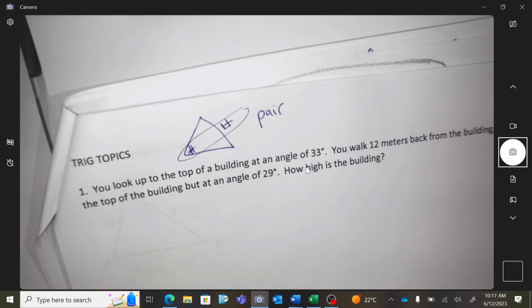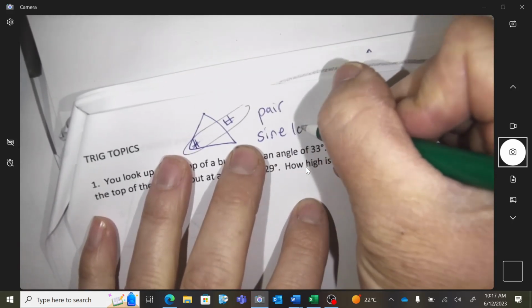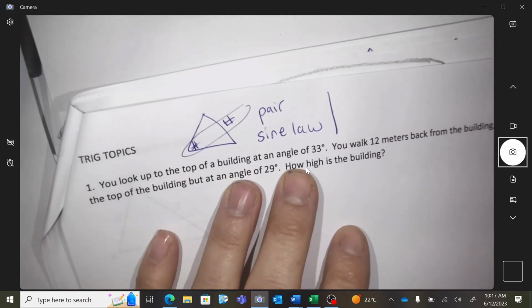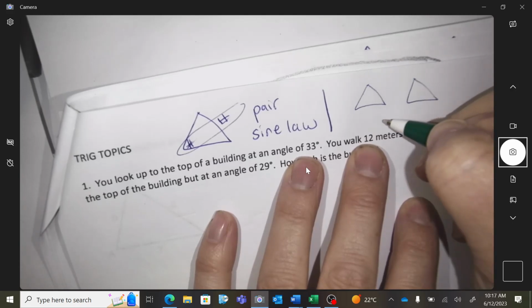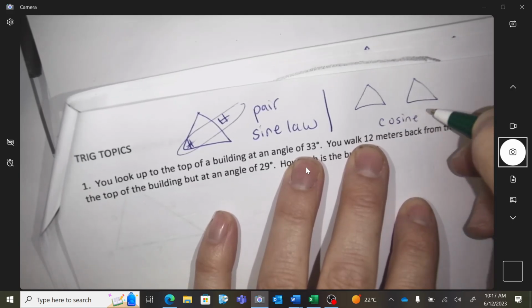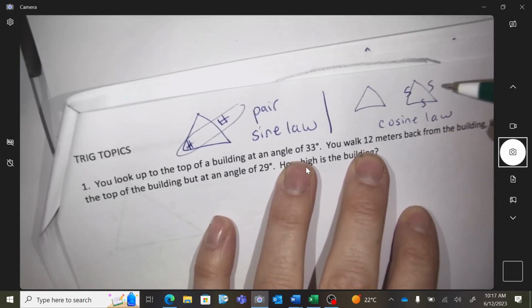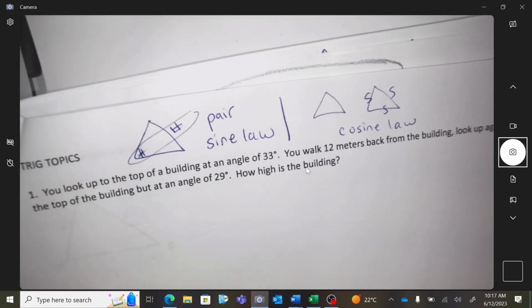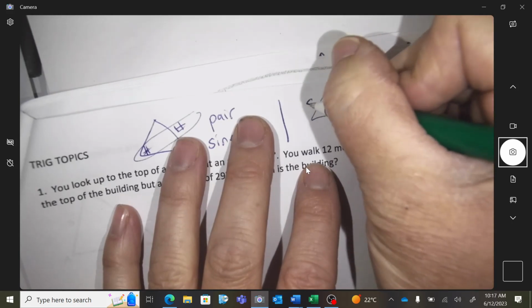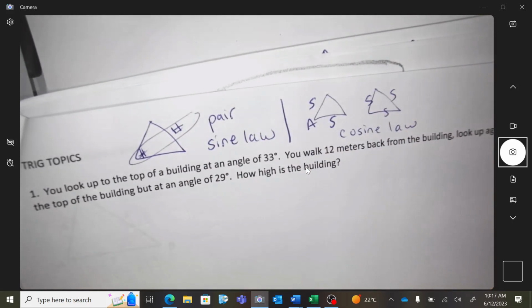Sine or cosine law? Sine law. If you have what or what, you would use cosine law. There's, what did you say, 3 sides, triple S. You use cosine law. Or, what was the other example? SAS. So if you have SAS or triple S, those are the cosine law.